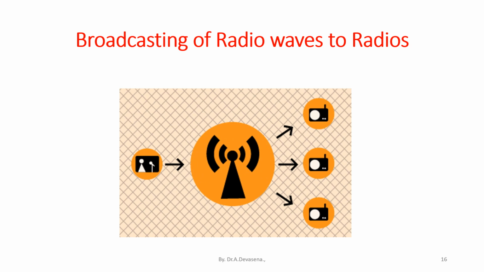Broadcasting of radio waves to radios, a small representation is here. In this diagram, the broadcasting station broadcasts the program that is in the air, and in the air the radio waves are in the form of electromagnetic waves. This is passed in the air. In the home we are having the radio. The radio waves, which are in the form of electromagnetic waves, are received in the radio that is present in our home.